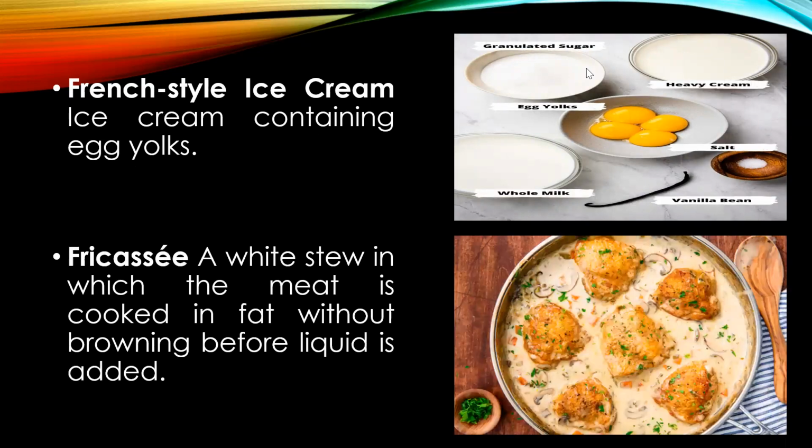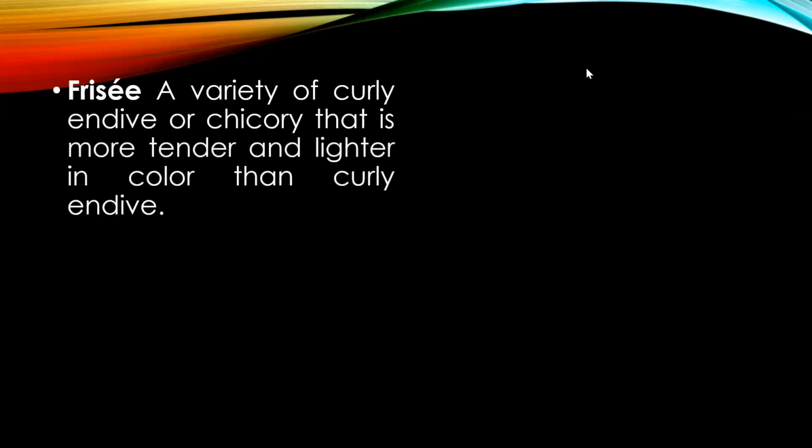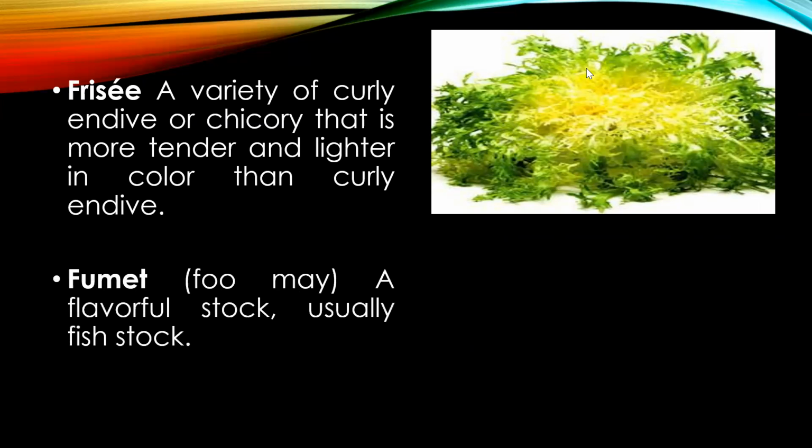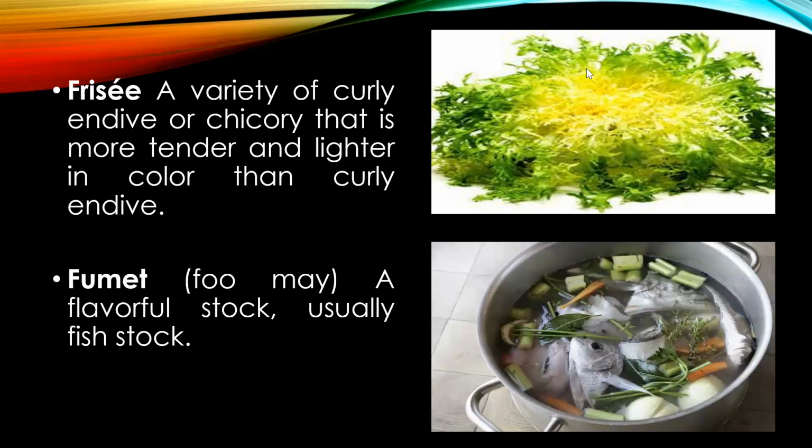Fricassee, a traditional French stew, started with cooking the meats in dry heat and finished with a liaison, giving it the distinctive white color. Frise, a variety of curly endive or chicory that is more tender and lighter in color than the curly endive. Fume, a flavorful fish stock made with fish carcass, bouquet garni, and mirepoix boiled for 20 minutes.